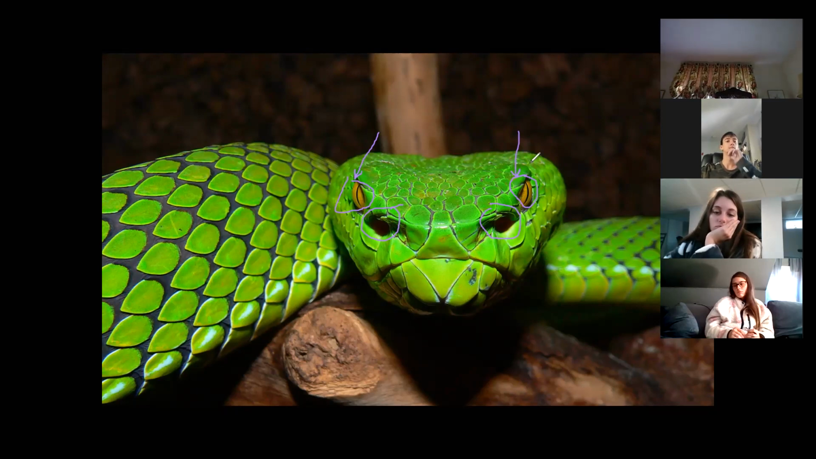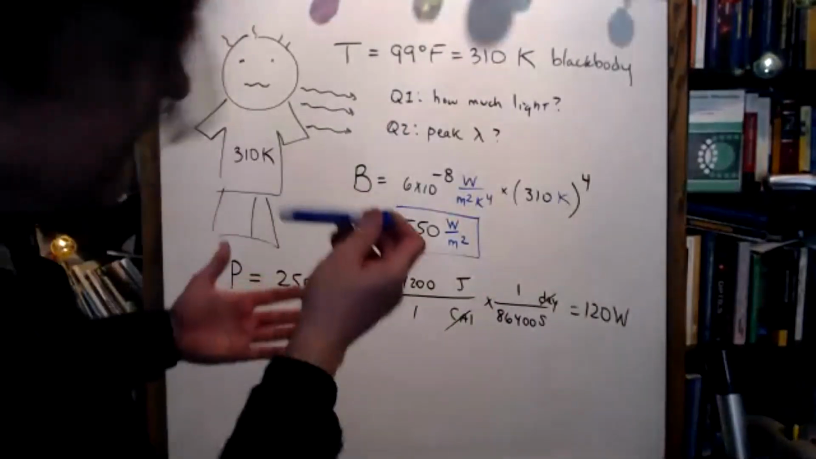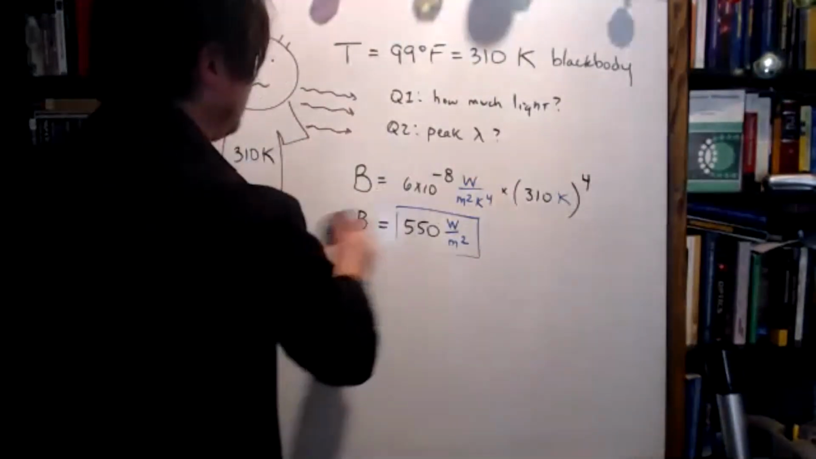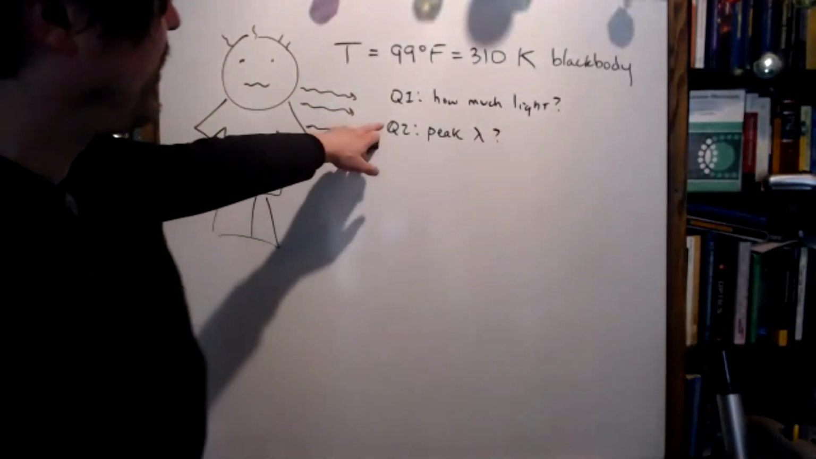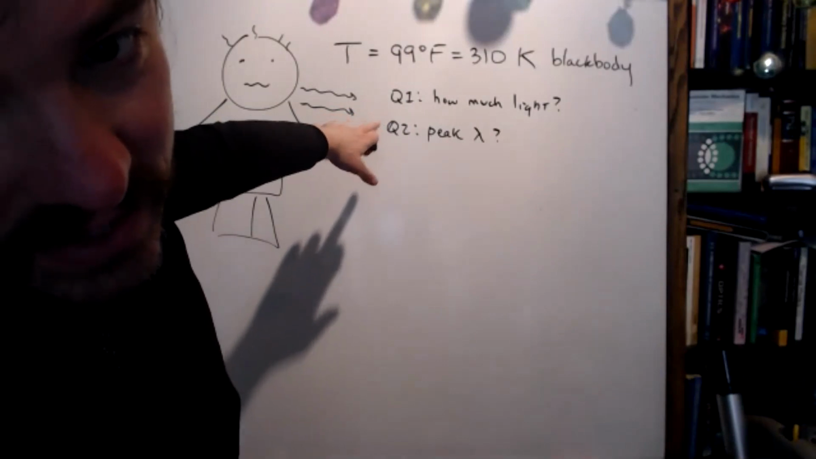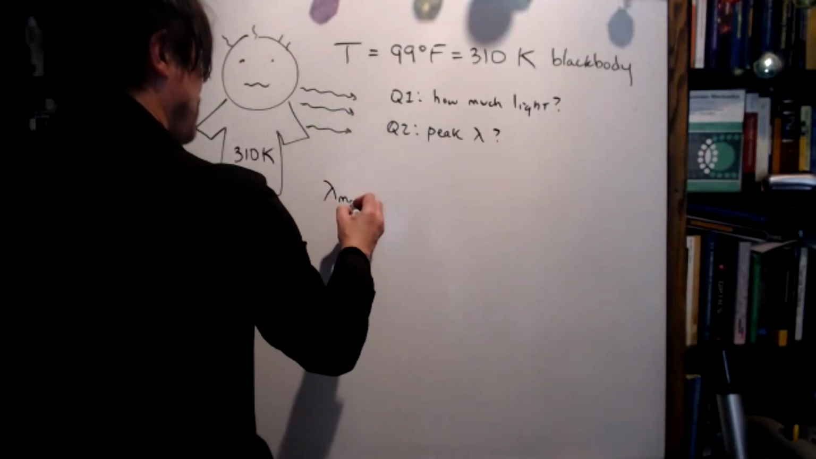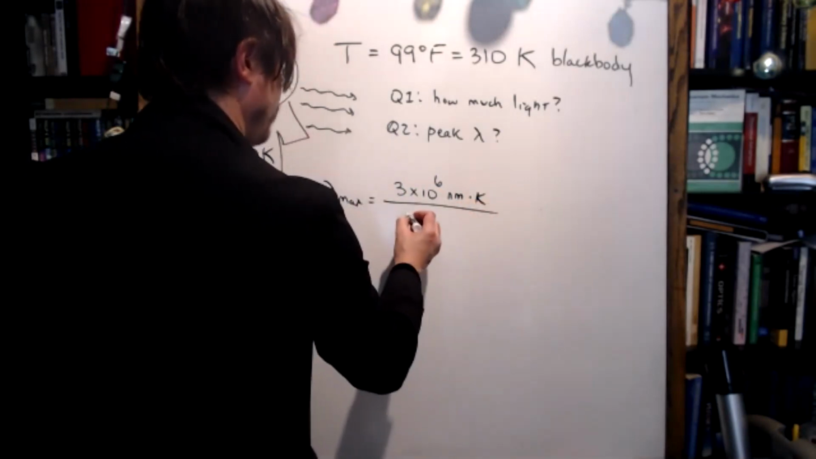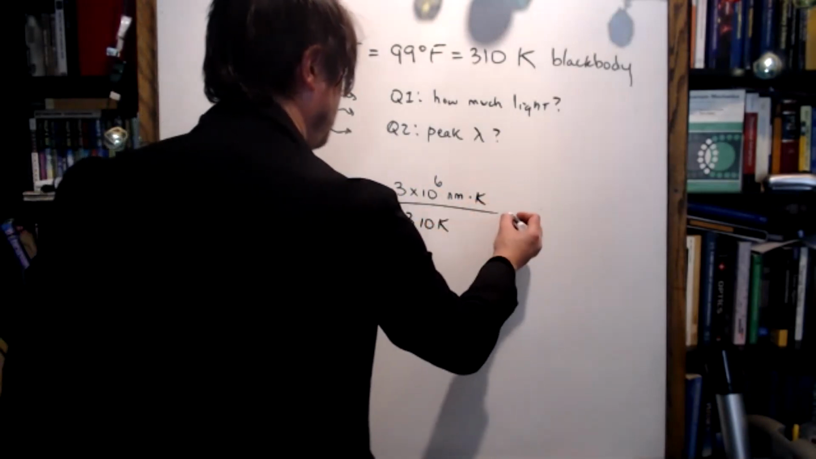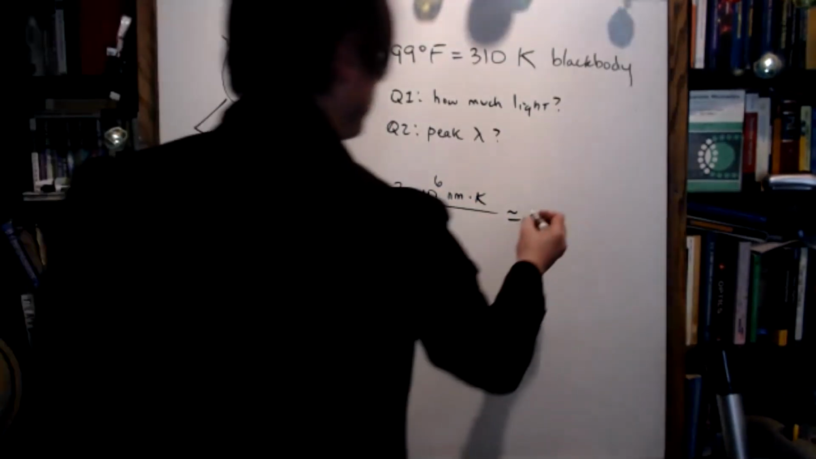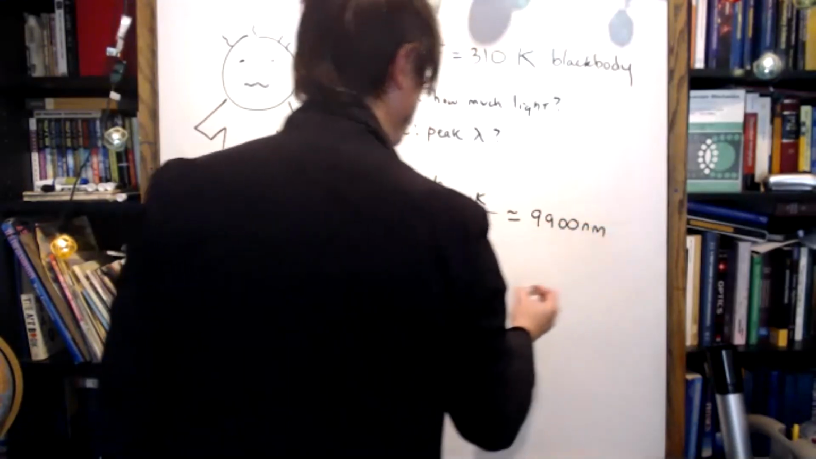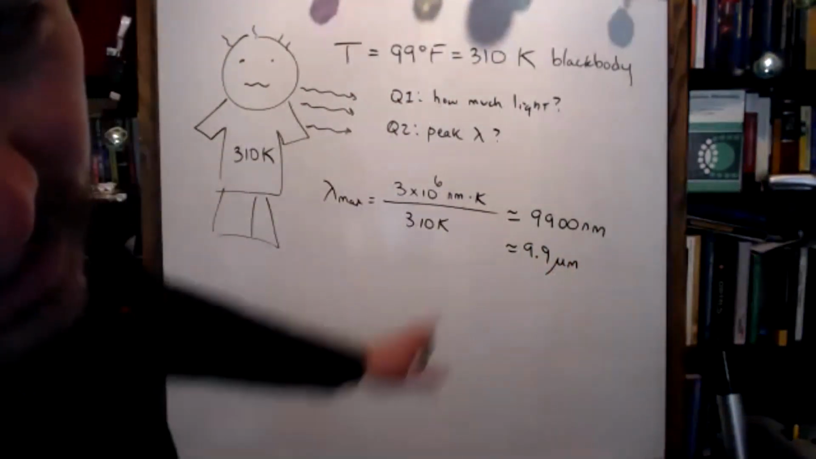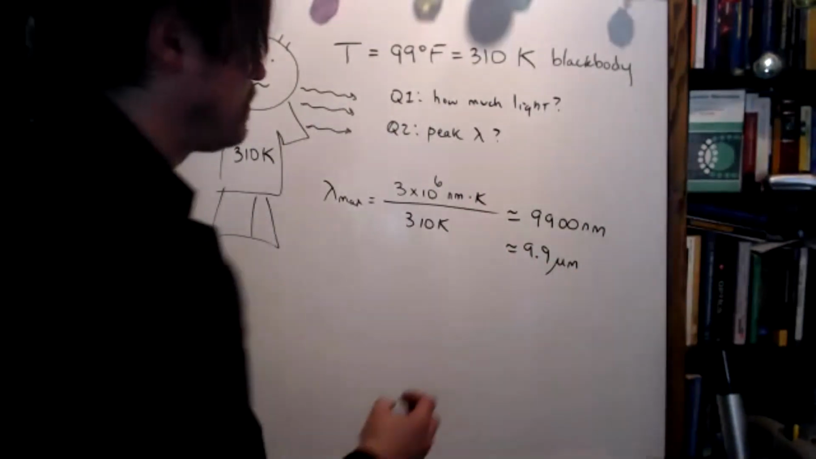Oh, I guess we should talk about the peak wavelength. I'm screwing this up here, guys. So we did the brightness, but we're supposed to calculate the peak wavelength of a man. And as you might be able to guess, it's going to come out in the infrared. Sorry, I'm not doing this right today. So the peak wavelength, lambda max, is 3 million nanometer kelvins divided by 310 Kelvin, and you get about 9,900 nanometers, or about 9.9 microns. Anything that radiates with a wavelength of micrometers is always in the infrared.